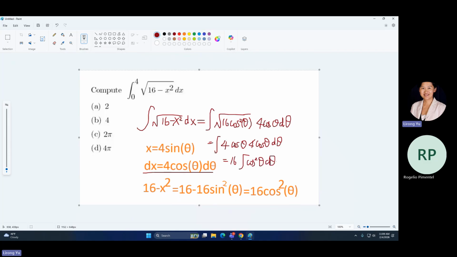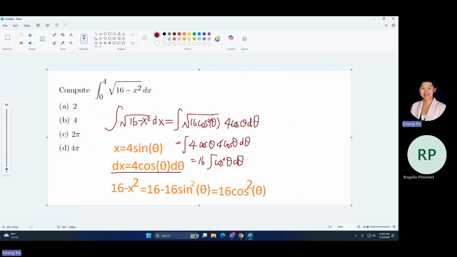I hope you know how to integrate cosine squared. If not, we typically do a power reduction formula. So this is equal to 16 times, what is cosine squared theta? Cosine squared can be written as 1/2 plus 1/2 cosine 2 theta, using the double angle formula. So we're writing a degree 2 function into a degree 1 function, because the degree 1 function can be integrated. So the integration is giving us this.